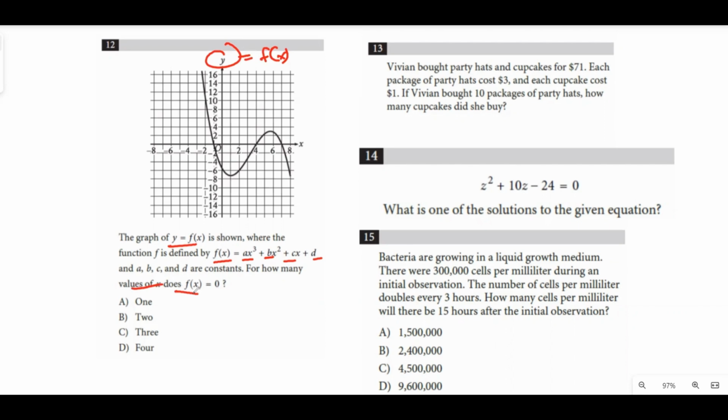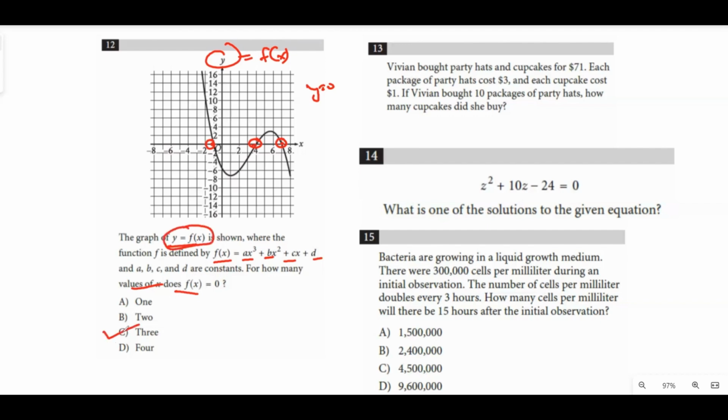Clearly, I have to see how many times y is coming out to be 0. At this particular point, y is 0. At this point, y is 0. Then at this point, y is 0. So at 3 different points, I can see that my y is coming out to be 0. And if my y is equal to 0, my f(x) is also 0 because of this condition. The answer will be 3.